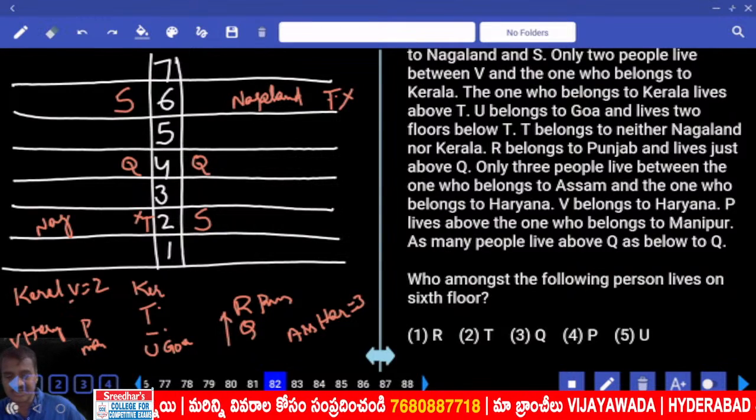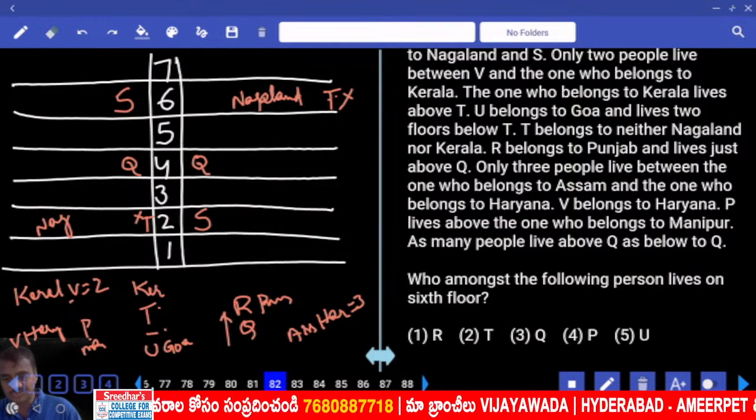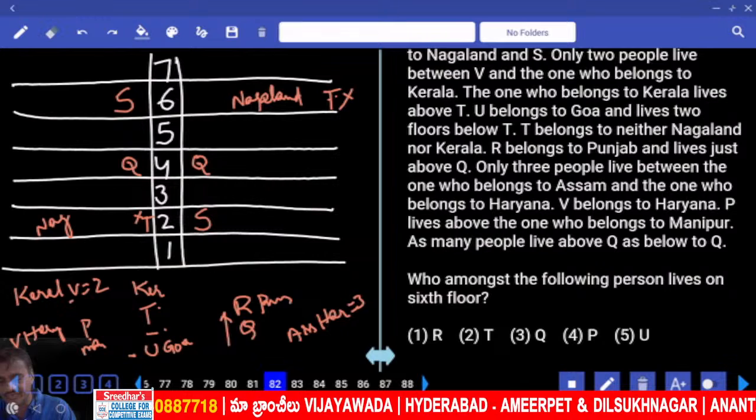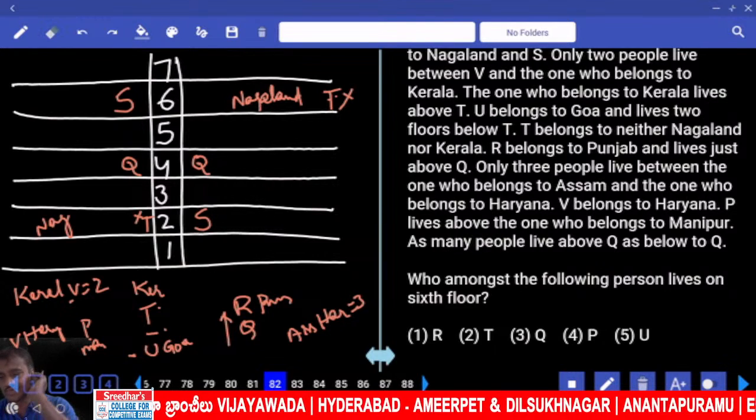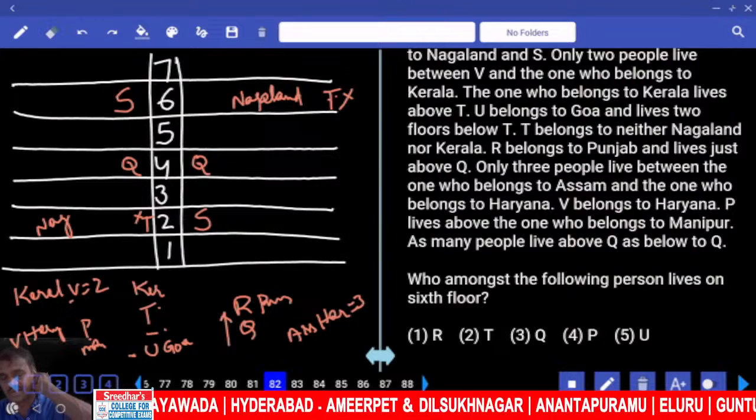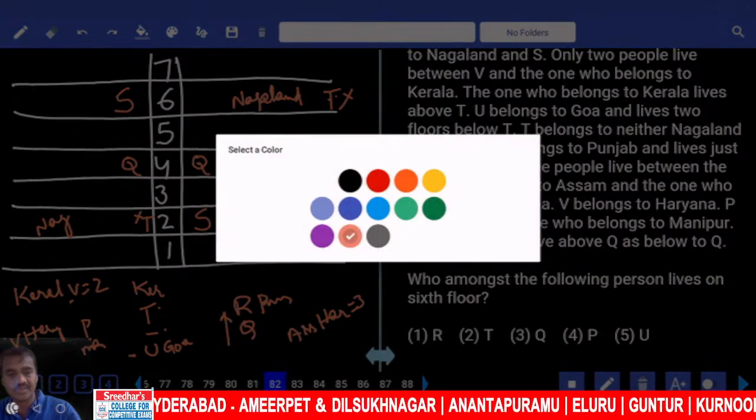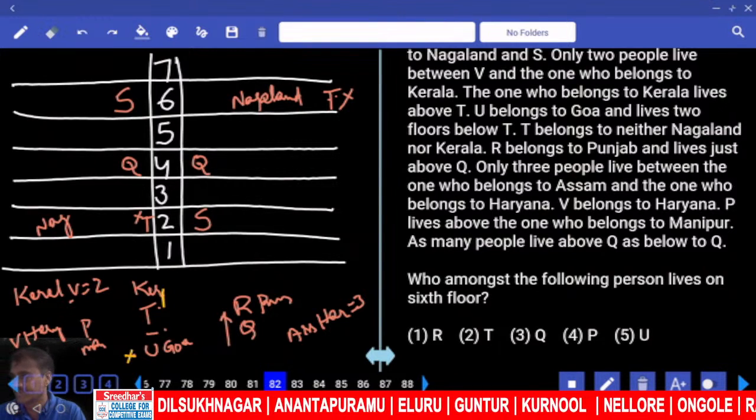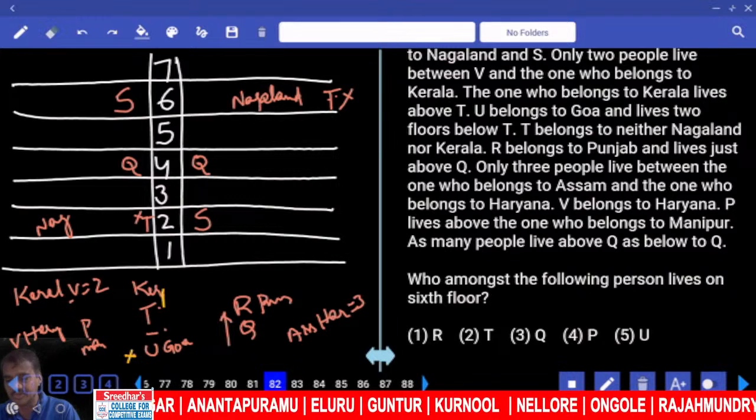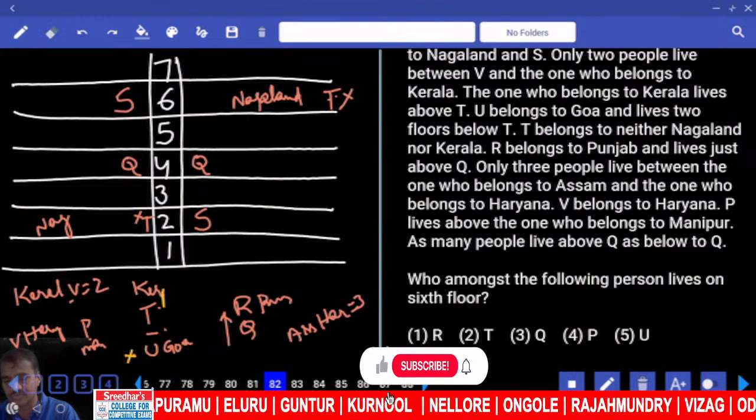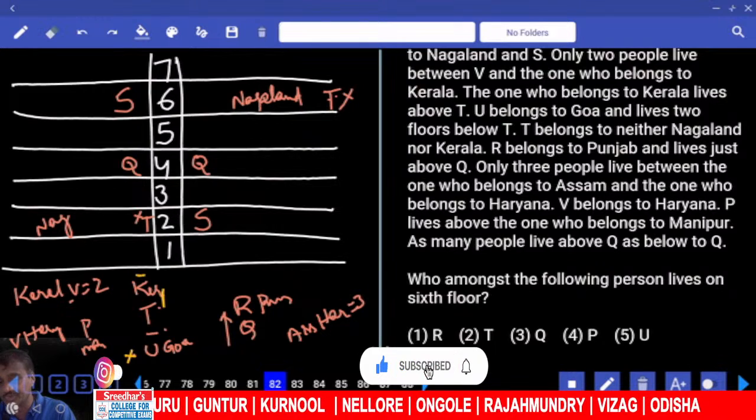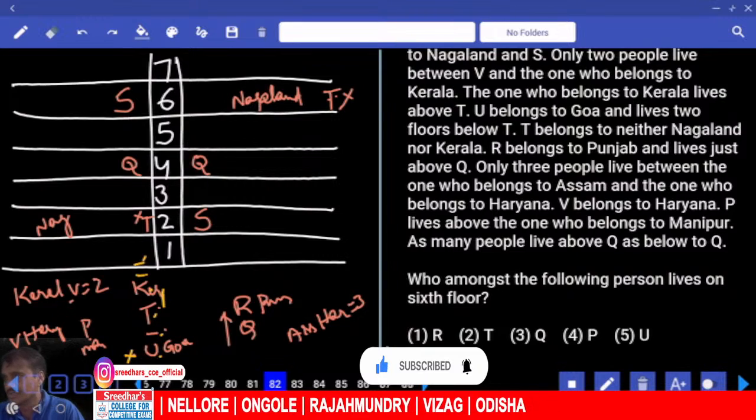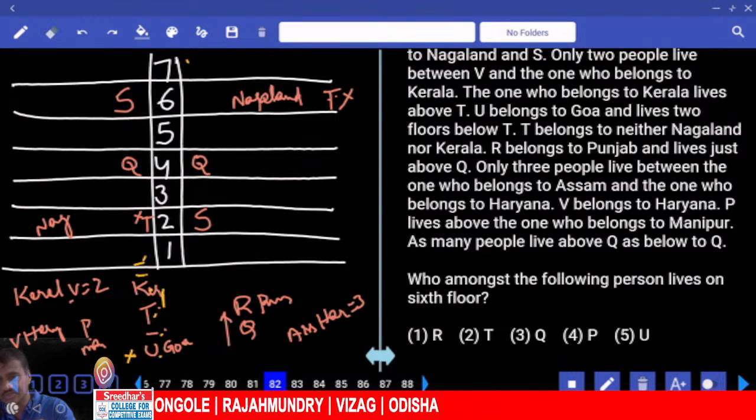As there are exactly 2 people between Kerala and V, what are the possibilities we have? You cannot have V and U in the same place. Let us take, for example, that Kerala and T are adjacent to each other as of now. Then V cannot be here. As V cannot be here, V must be before this one. Between them there must be 2 people, but then there would be 6 persons. Hence V must be at the top floor.